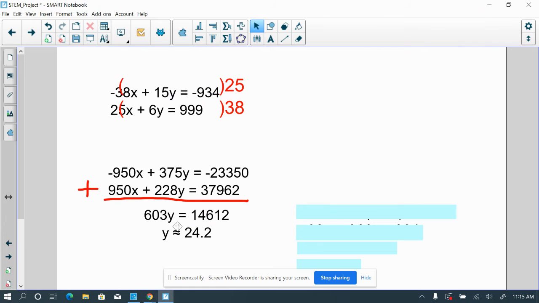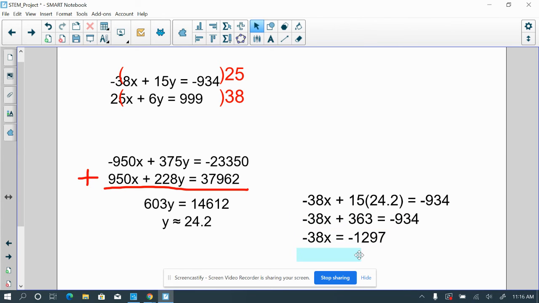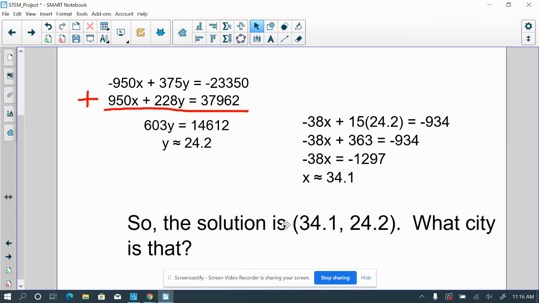But it's not too much work to find x. You just have to go back into any equation that has a y and an x. You've got four choices, any of these equations that have a y and an x. I just chose the first one. So replace the y with 24.2 and then solve. This is all about showing your work. If you're not showing your work, you're not getting any credit. You're wasting your time. And so multiply, subtract, divide. x is 34.1. So those two lines intersect at this ordered pair.